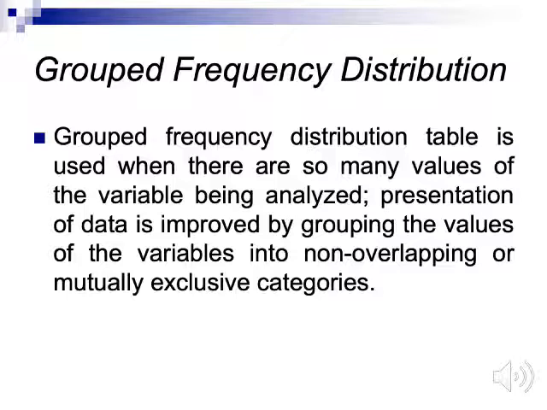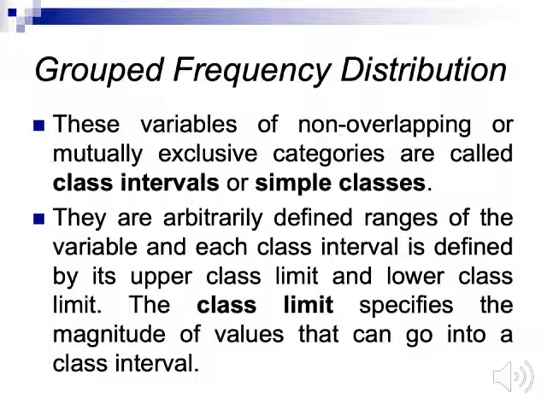Then we have the grouped frequency distribution. So the grouped frequency distribution is used when you have so many values of the variable being analyzed. So you are going to group them by range, by class interval, or by simple classes, and you have the class limits. When you're going to group them into a grouped frequency distribution, you will be encountering terms like class intervals. So when you say class intervals, they are non-overlapping or mutually exclusive categories. Like if you are going to put ages on an interval like 10 to 19, 20 to 29, 30 to 39, like that by decade. Those are class intervals. And class intervals should have the same width.